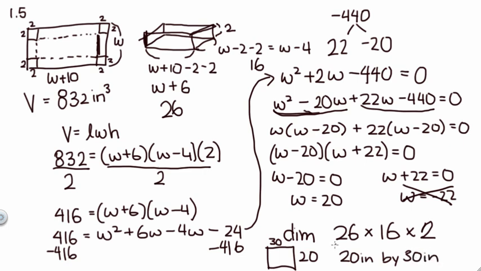Okay, so once again, this dimension is for the box that was formed after you cut it out, and the actual solution for this problem, because it asks for the dimension of the rectangle that we started off with, is 20 inches by 30 inches.